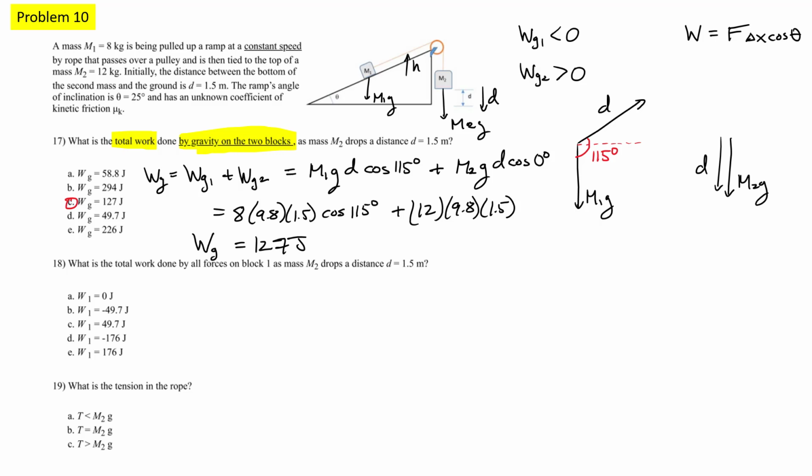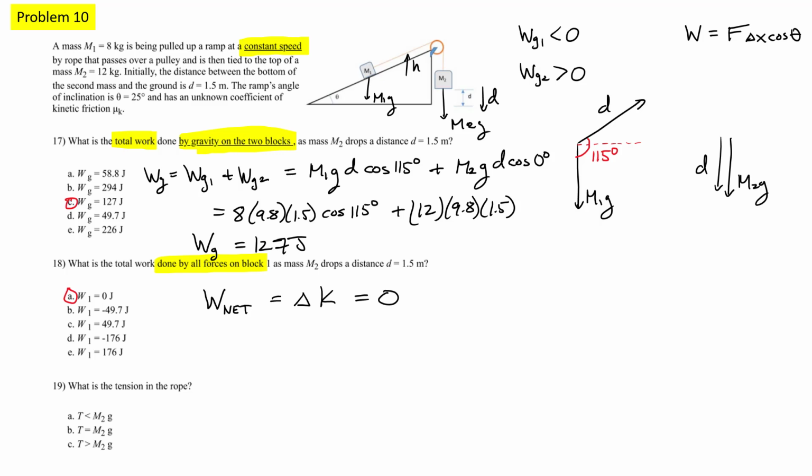They say, what is the total work done by all forces on block number 1 as M2 drops the distance? So what we're looking for here is, what is the net work, the total work? For that, I'm going to apply the work energy theorem, which says it's the change of kinetic energy. Well, now we've got to go back to the problem statement. And there is this key word right here. Everything is moving at constant speed. Therefore, the change of kinetic energy is 0. So the net work done, that's a simple one. See if you're paying attention. The correct answer is A. That's it. That's all.